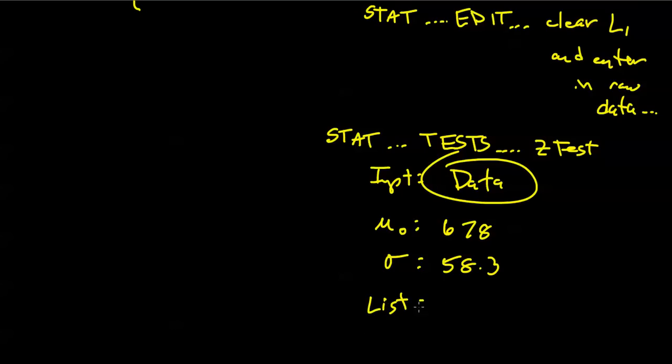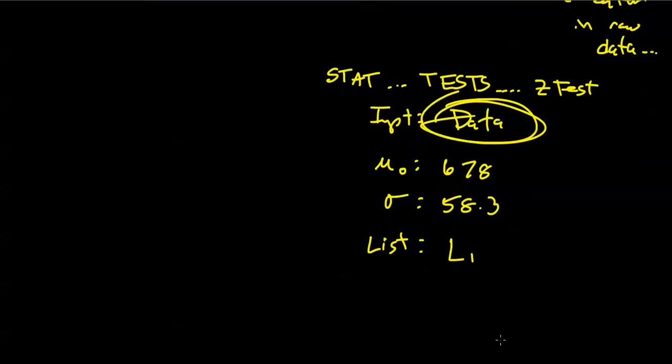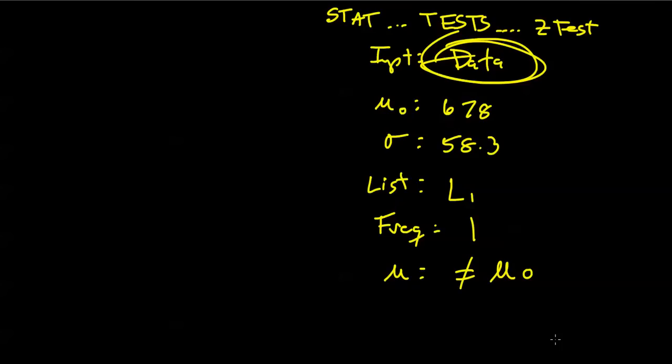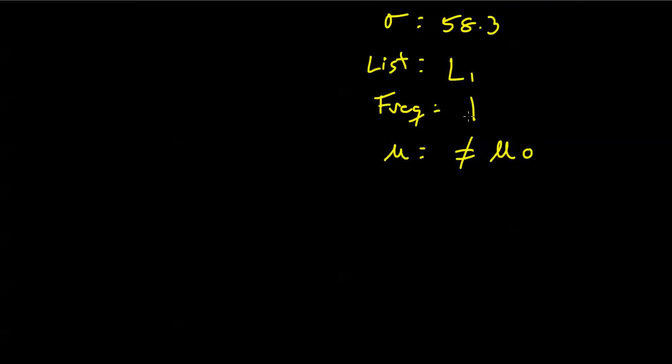Now the calculator, since you're in this data input mode, prompts you where to find the data. Well, of course, we entered it into list L1. Frequency just means the frequency of all data here. I would just leave this at the default 1. And of course, we're in a two-tailed test here. So highlight and select not equal to mu sub 0, representing a two-tailed test.